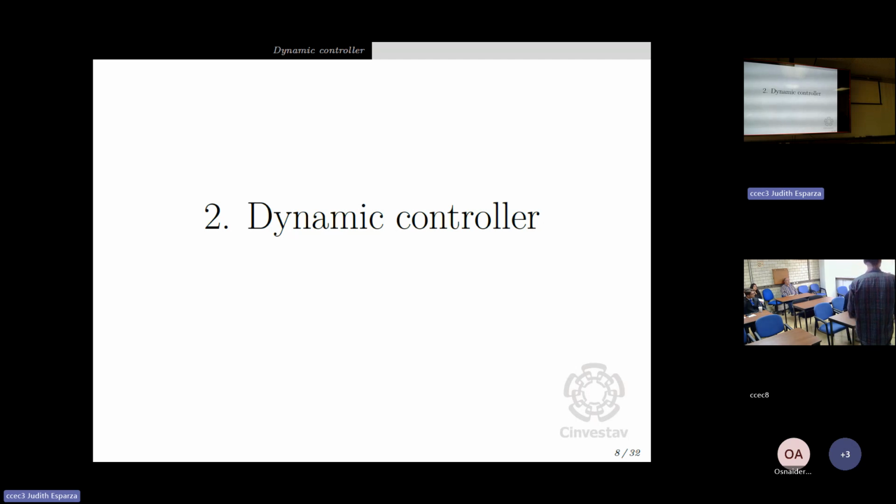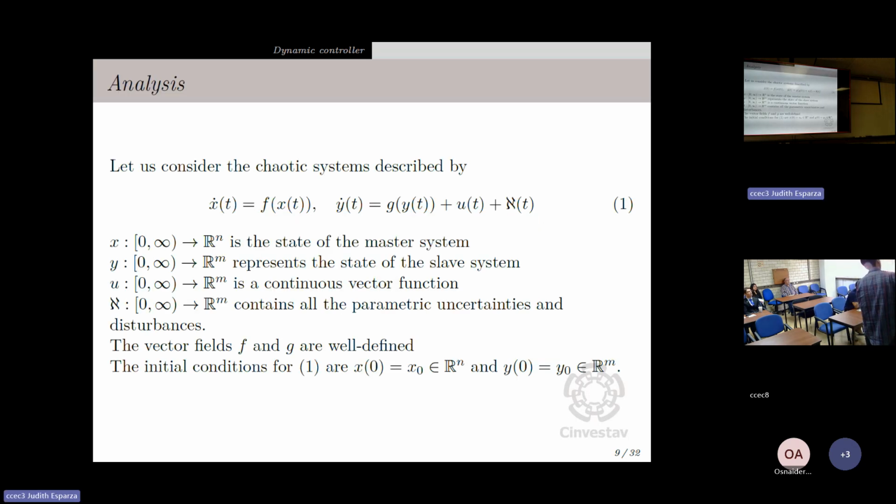So the main result is the dynamic controller. We take the two chaotic systems, x dot with the vector field f, and y dot with the vector field g. The x is the master system, and y is the slave system in this representation. The variable u is the control input, and in this case it is the dynamic controller. Aleph contains all the parametric uncertainties, disturbances, and so on. The vector fields f and g are well defined, that is, Lipschitz continuous, etc. The initial conditions are constant, x0 and y0.